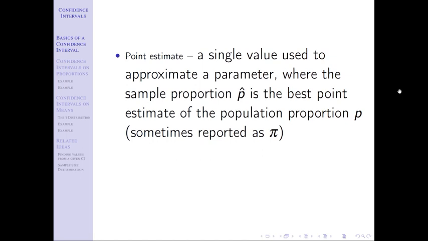I do have a note here that sometimes we report the population proportion as pi. I will not do that. Your textbook will not do that. However, depending on what sort of alternate resources you find out there, sometimes they will call the population proportion pi instead of p. That kind of should make sense to you because for parameters, we tend to use Greek letters, right? Sigma is the population standard deviation, mu is the population mean.